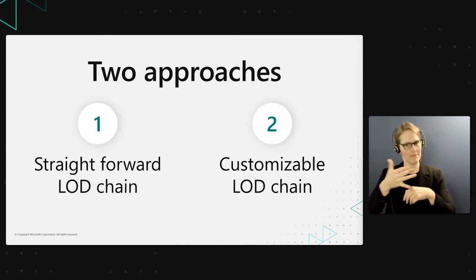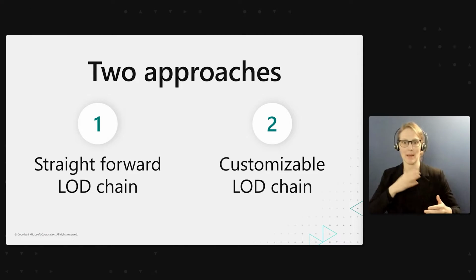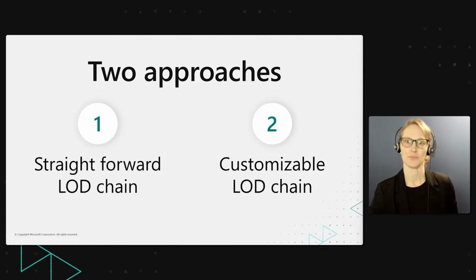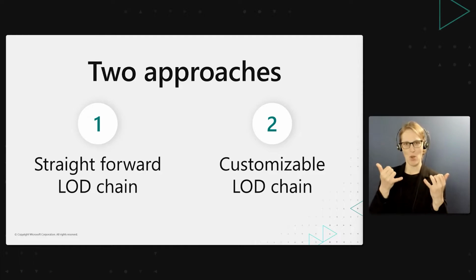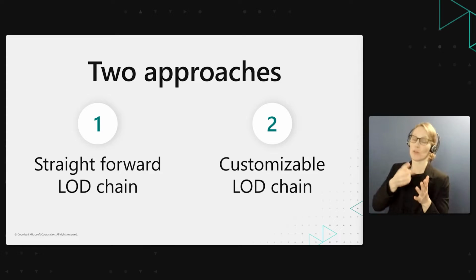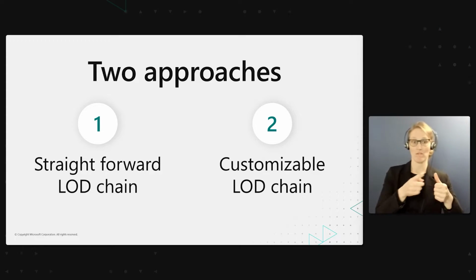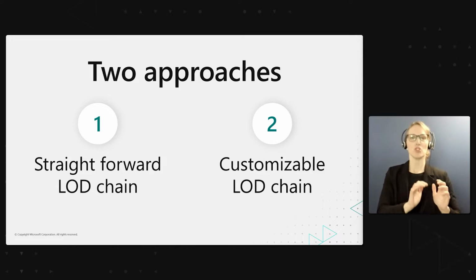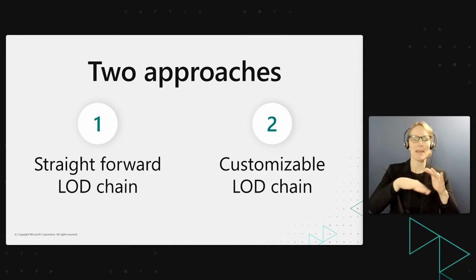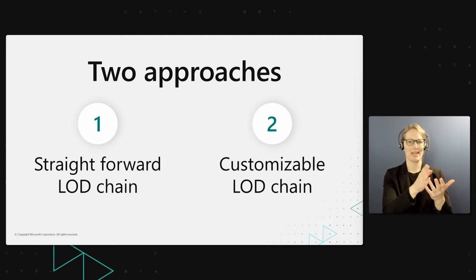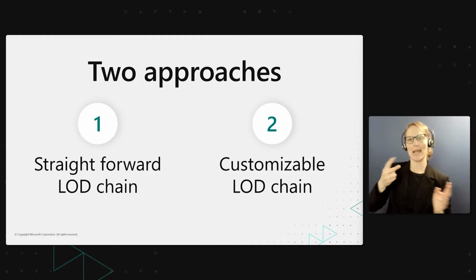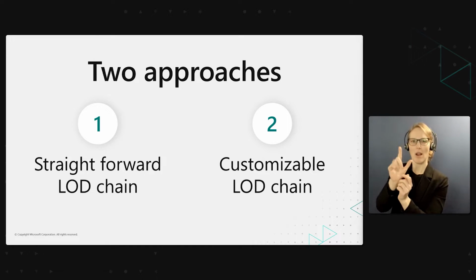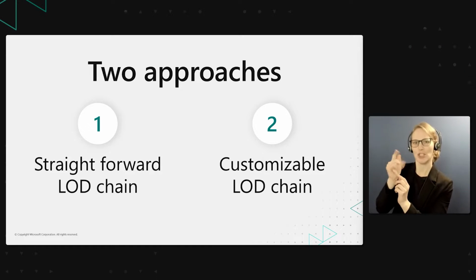We're going to look into this. There are 2 different approaches. The first approach is a straightforward LOD chain. That one is basically just a standard reduction all the way. The second one, which is a little more interesting, is the customizable LOD chain, where we're actually going to look at how you can produce modifiable proxies using Simplygon's remesher and the geometry datacasters.